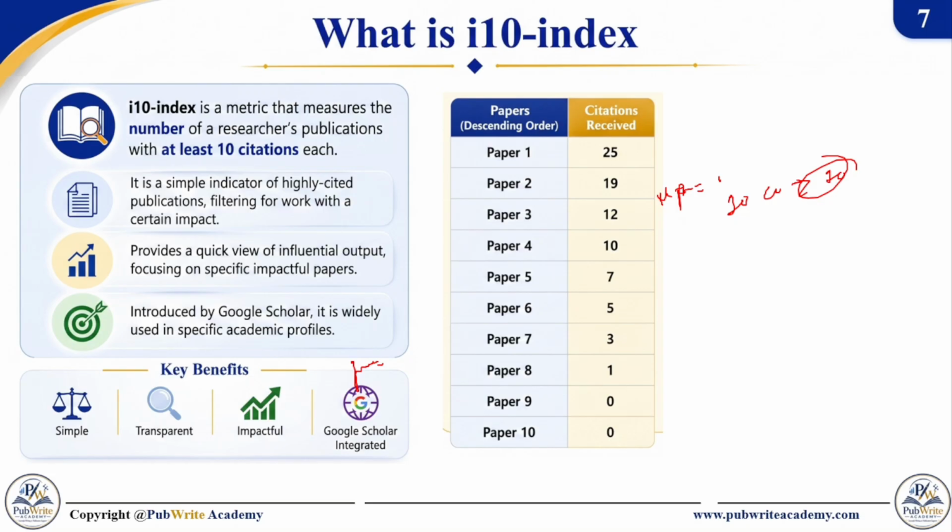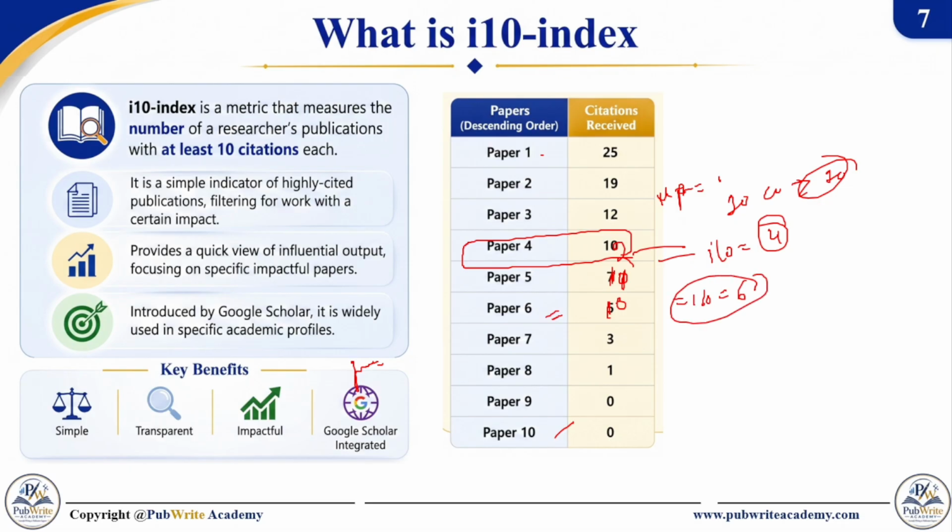So let's take a similar example: this author published 10 papers. We can see only 4 papers have 10 citations. So we can say the I10 index of this particular author is 4. That means if here also 10 citations come, or we can say 12, 11 or 10, in this case how much will the I10 index be? 6. So this is how we can calculate. Ideally we don't need to calculate these metrics, these are already calculated and shown in the profile, but we need to understand how these are calculated.